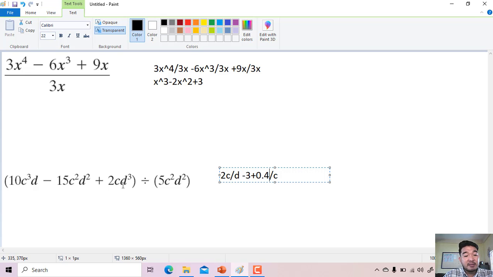And then sa d naman, that's d cubed divided by d squared. So 3 minus 2 is equal to 1. So the answer would be 0.4d over c. So this is now our quotient: 2c over d minus 3 plus 0.4d over c. Okay, so that is how we divide a polynomial by a monomial.